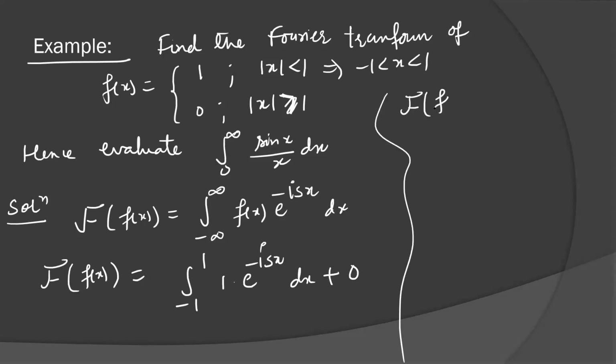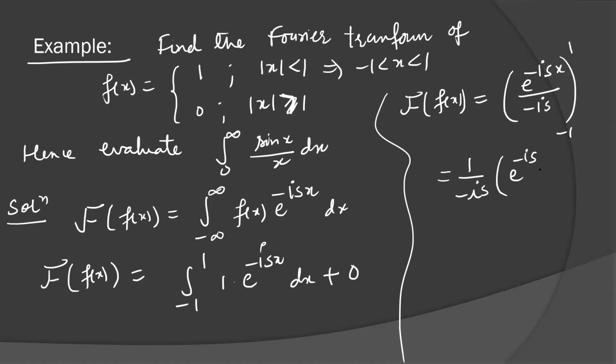So the Fourier transform of the given function is the integral of e to the power minus isx, which is e to the power minus isx over minus is, from minus 1 to 1. So 1 over minus is I am taking outside, e to the power minus is minus e to the power plus is.